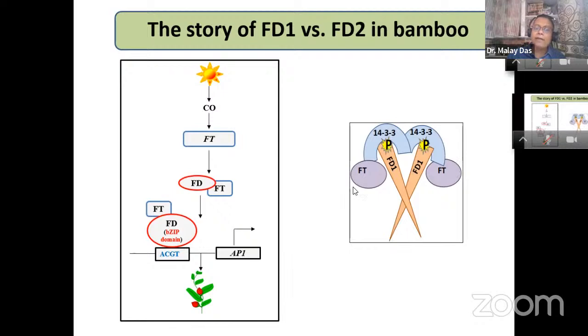Actually, FT and FD do not directly interact with each other, but this interaction is mediated via 14-3-3. So this is how the florigen activation complex looks, and this is how FT, FD, and 14-3-3 interact with each other to induce flowering.